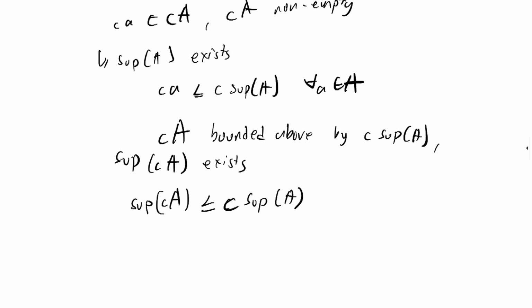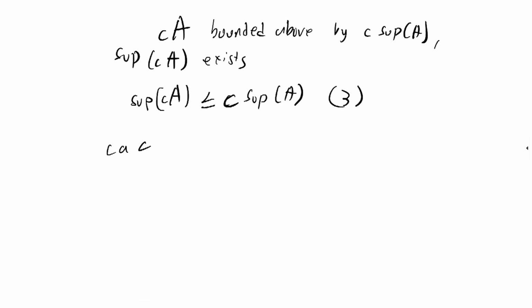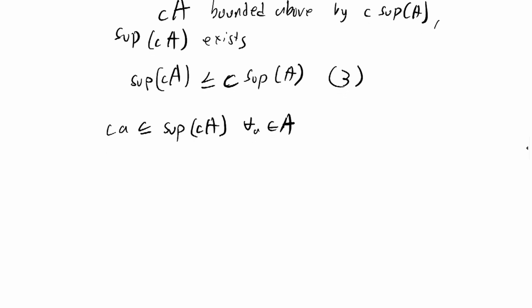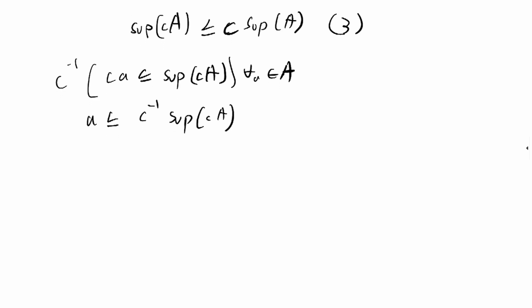We're just giving an inequality, and I'm going to label this inequality 3. So keep that in mind. And of course we can do the same things, right? That C little a is less than or equal to the supremum of CA for all a within the set. And we're going to multiply both sides of the inequality by C inverse, and we're really going to get just a is less than or equal to C inverse, or C to the negative 1, times the supremum of CA, of course for all a within big A.